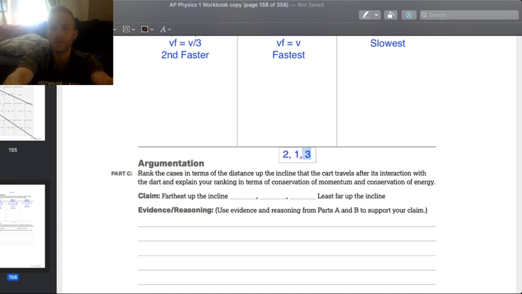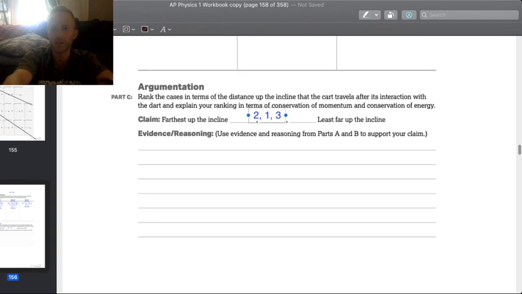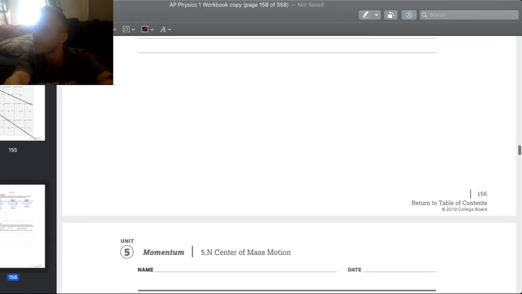Trying to grab this. So like that. I already did the reasoning because I kind of had an idea of where this question was going.